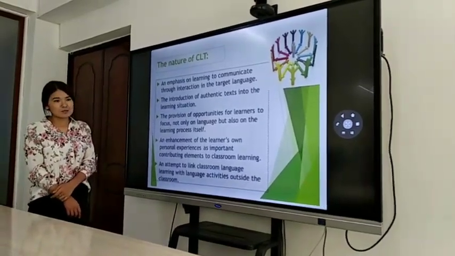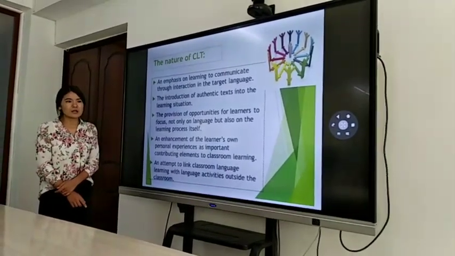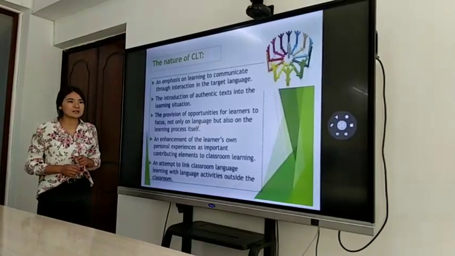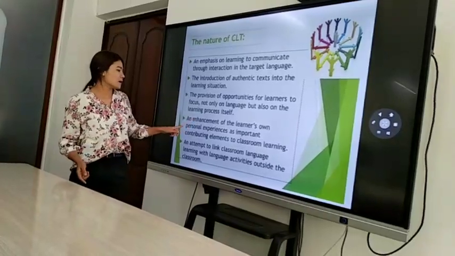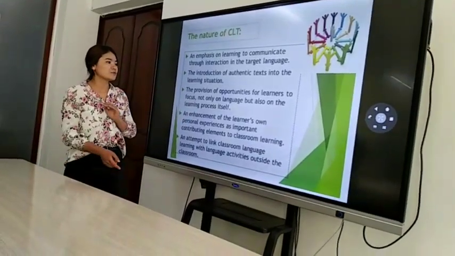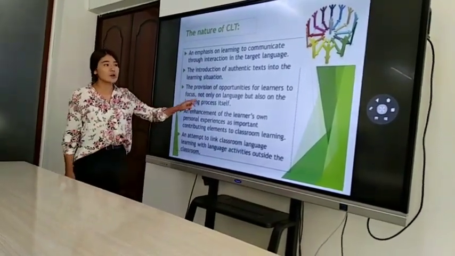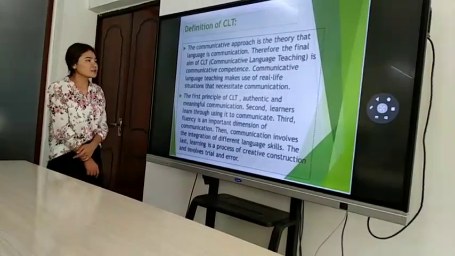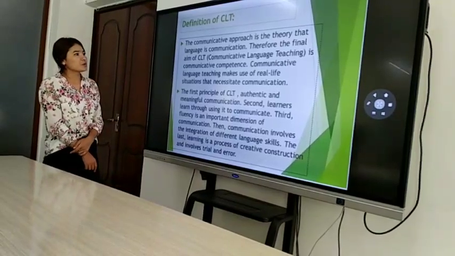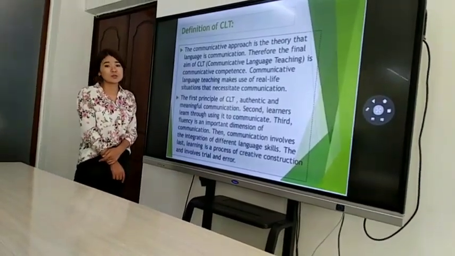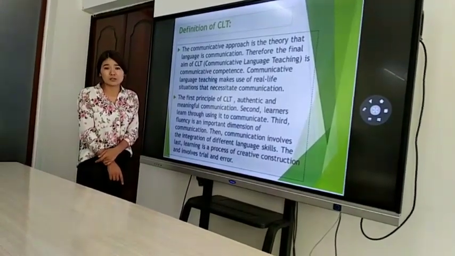So, in fact, this CLT method solely emphasizes fluency. It means if you can learn the CLT method, your students can speak fluently. And it provides opportunities for learners to focus not only on language but also on the learning process itself. And if we speak about the definition of the CLT method, the communicative approach is the theory that language is communication. Yes, without communication and without speech, language is not language.